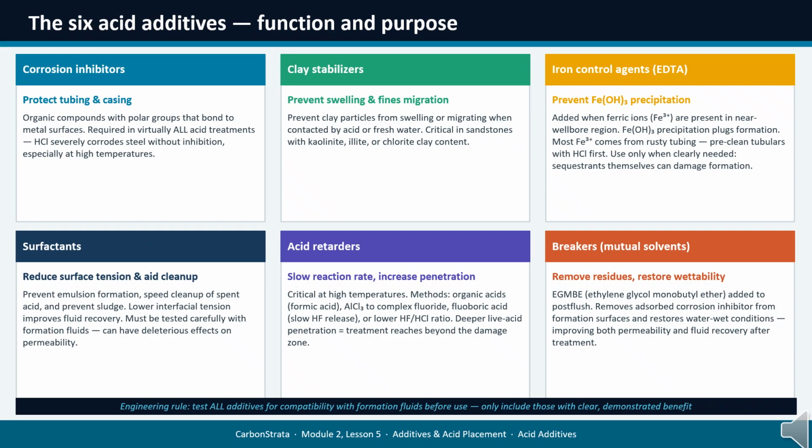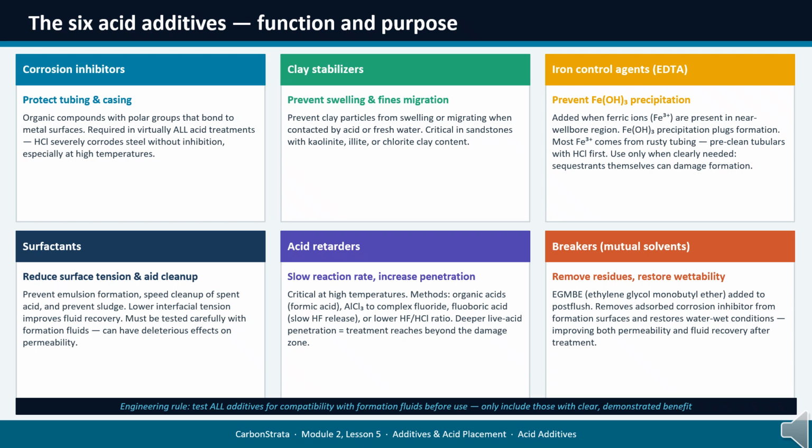Additives exist for one reason: to control reactions you cannot see. Each additive solves a specific failure. Corrosion inhibitors. Protect the steel, not the reservoir. Clay stabilizers. Stop fines from moving after you remove them. Ion control. Prevents Fe(OH)3 precipitation. Most iron comes from tubing, not formation.